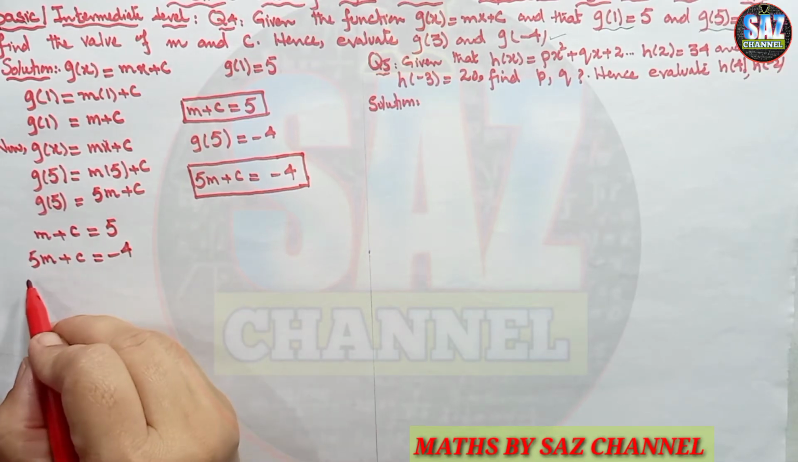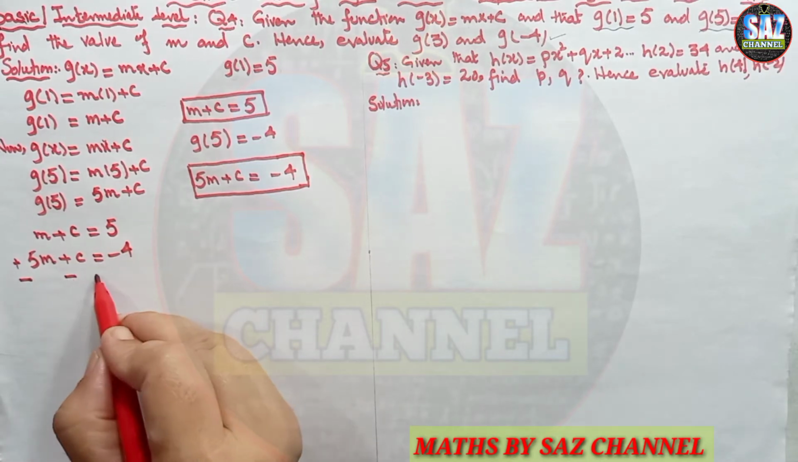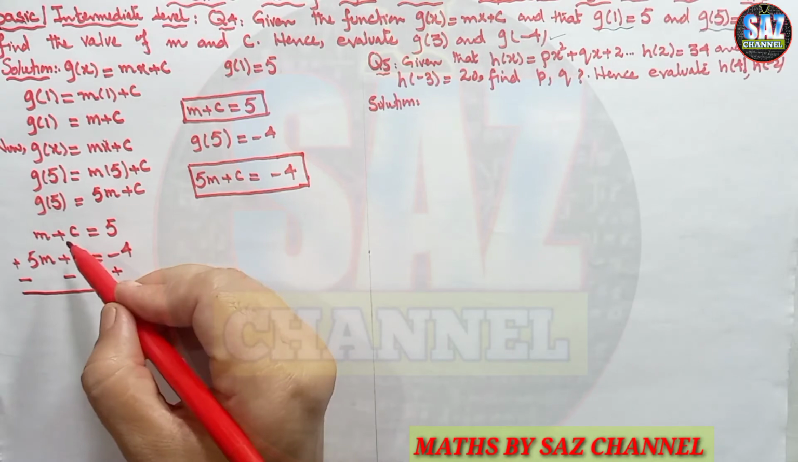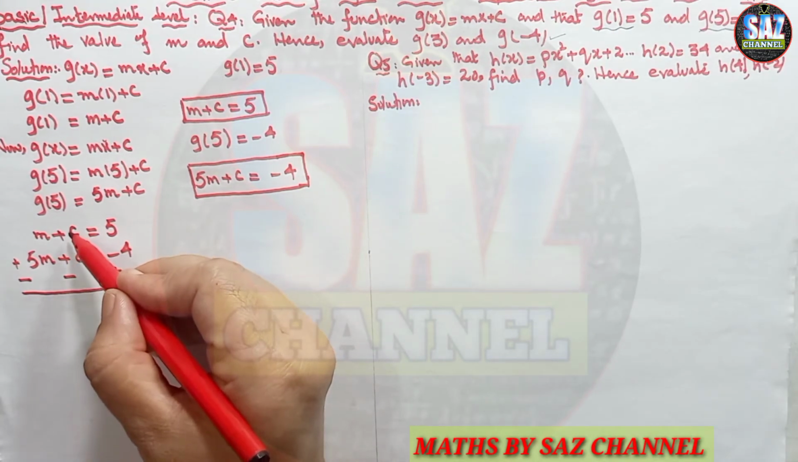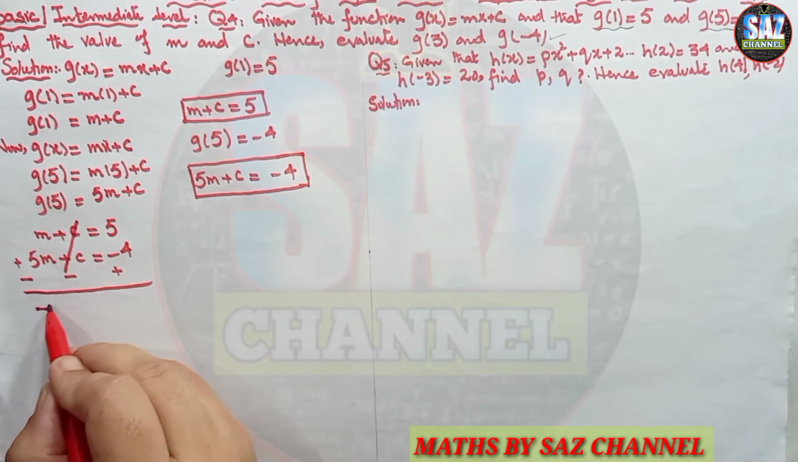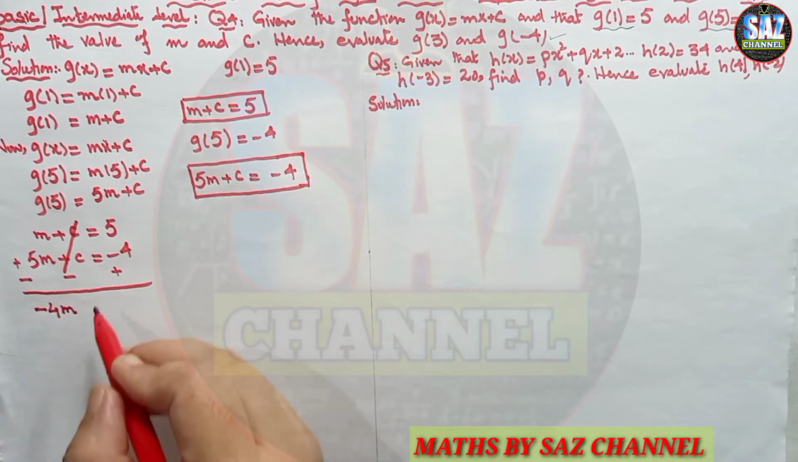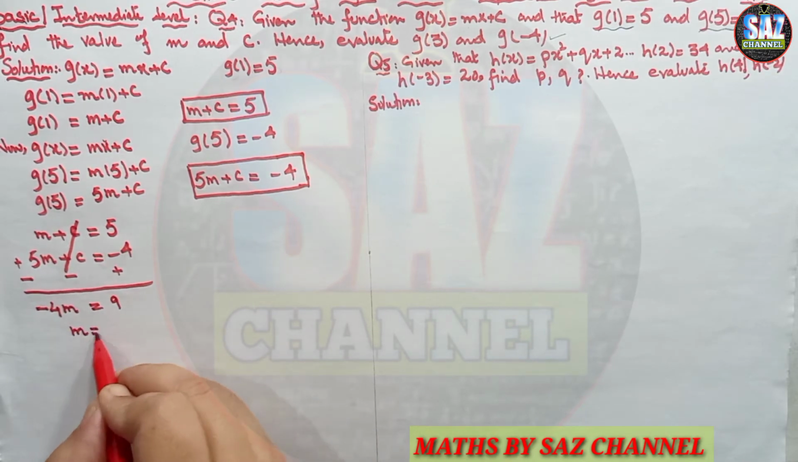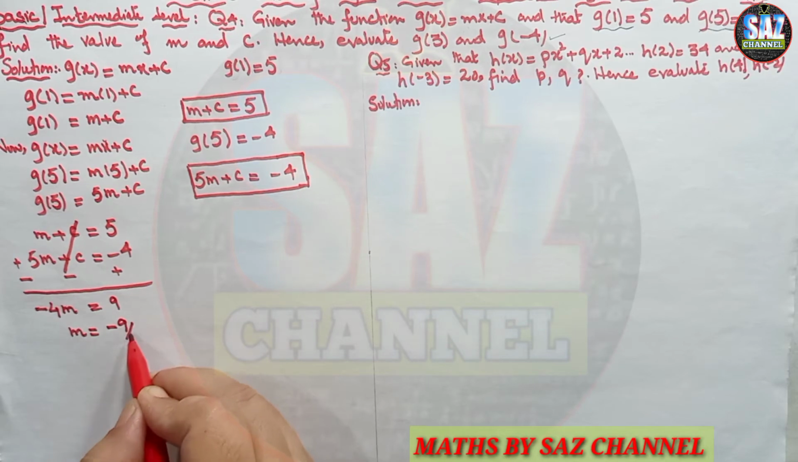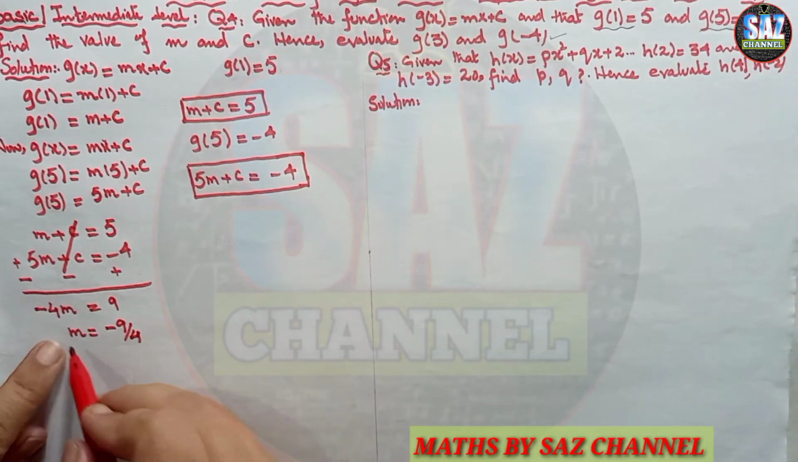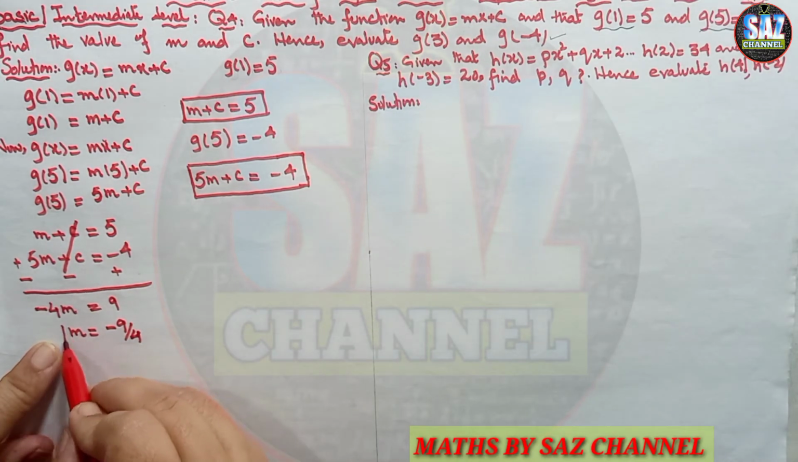I'm applying the elimination method, and according to that, I'll change the sign of the second equation, and my equation will take the form, the c and c are with the same coefficient, opposite sign. I'll cancel them and I will be left with minus 4m equals 9, or m equals minus 9 by 4. Okay, now after getting value of m, the second unknown of the question is c.